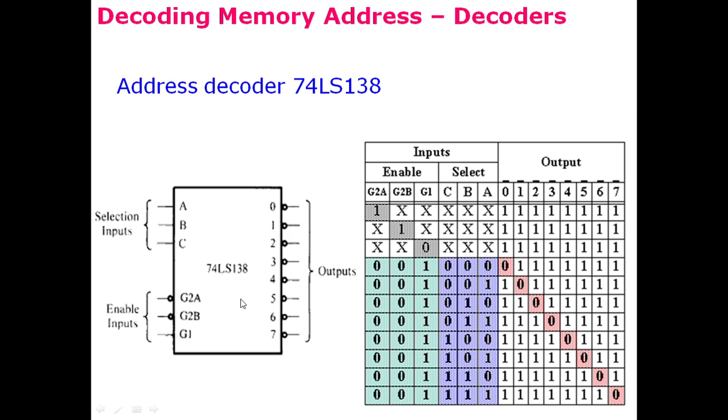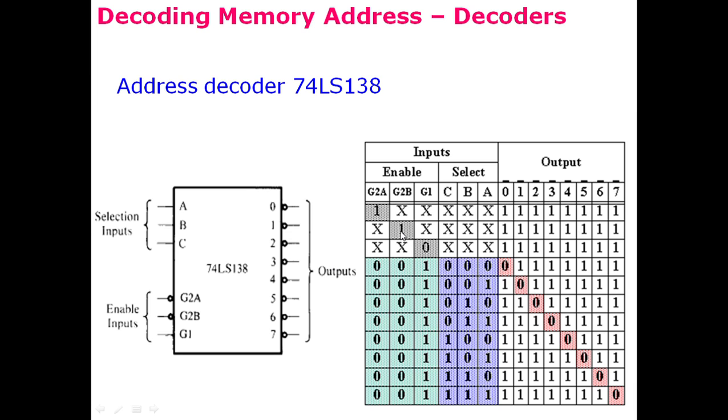And when this decoder is enabled, the 3 inputs provided here choose one of the 8 outputs to be active low, and the others would be high. So for example, here we have 3 enable inputs, G2A, G2B, and G1, and we have 3 select lines. These select lines select one of the 8 outputs. If G2A is 1, then this chip is not enabled, so regardless of the other inputs, all of the outputs are 1.